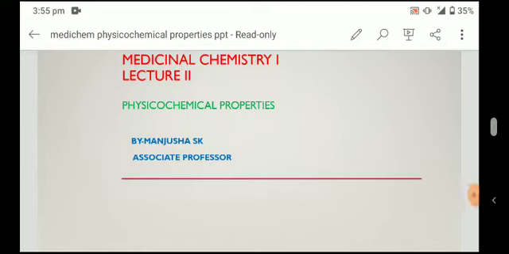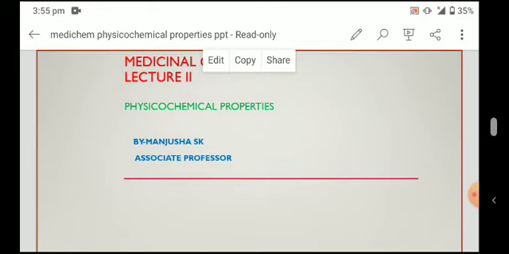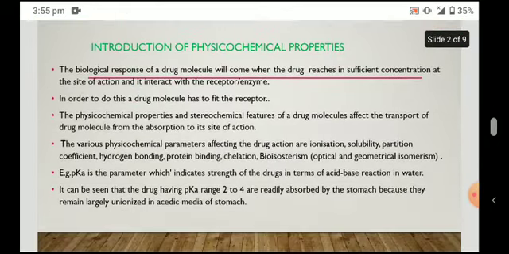Now we will start the second lecture for medicinal chemistry, that is the physicochemical properties. First point, introduction of the physicochemical properties.